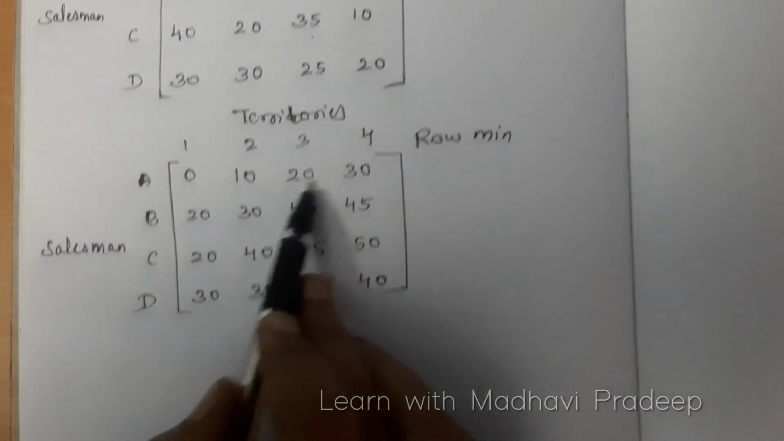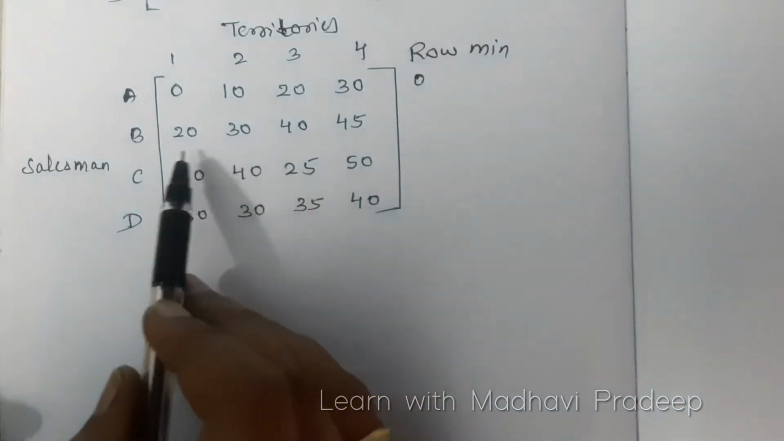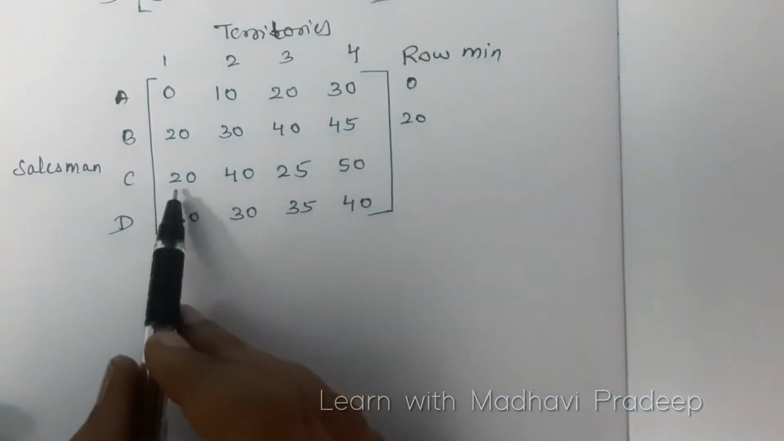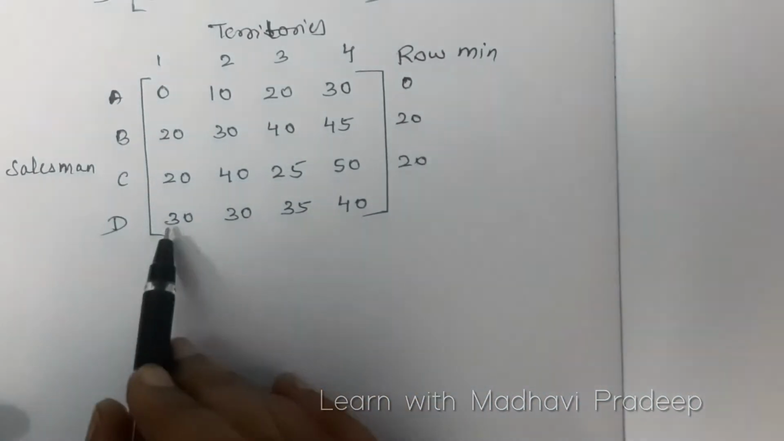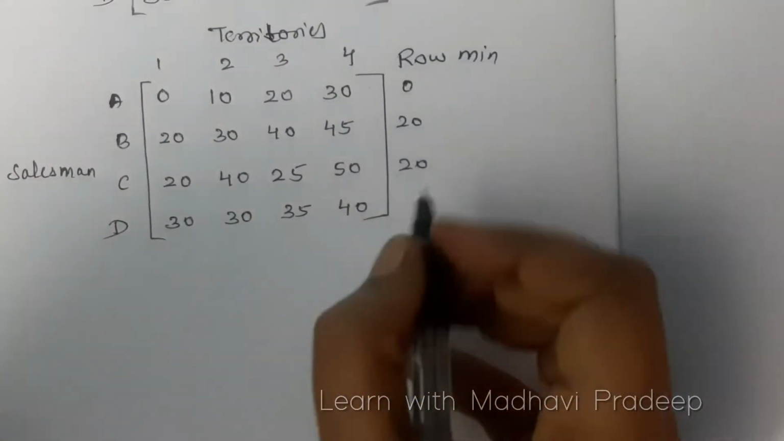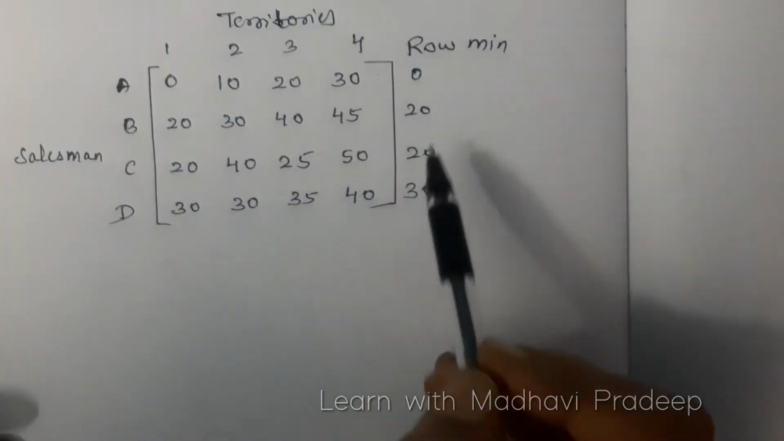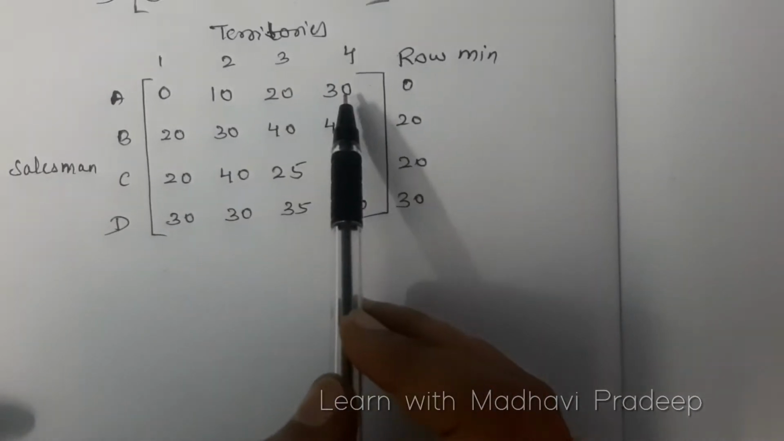In the first row, the minimum value is 0, so write down 0. The second row, the minimum value is 20. Write down 20. The third row, the minimum value is 20. Write down 20. And in the fourth row, the minimum value is 30, so write down 30. After finding the row minimum values, subtract each row minimum value from the other values in that particular row.